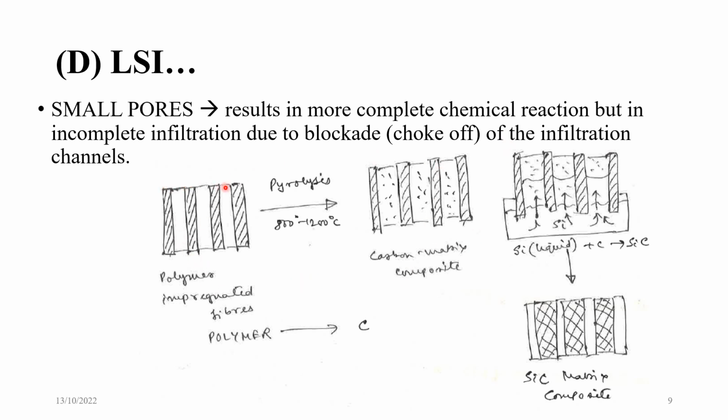If small surface pores are quickly blocked or choked, then the pores which are in the bulk remain porous. So still we cannot say it's a high density, good quality silicon carbide ceramic matrix composite. So we have to be very careful about the size of the pores and the repeated pyrolysis and infiltration cycles being carried out, such that the densification is as per our requirement.